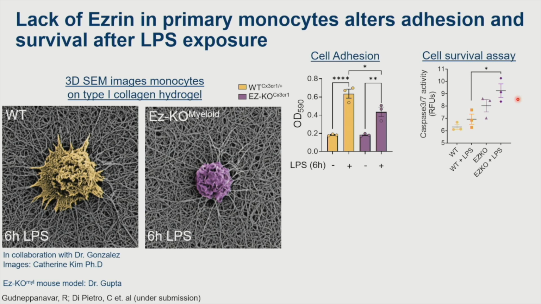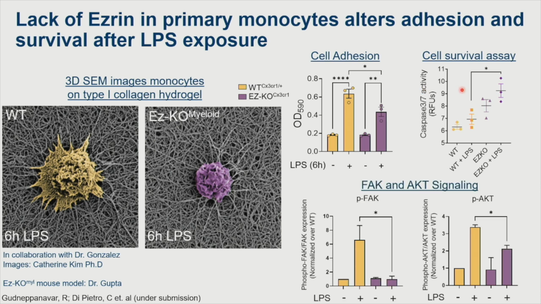So further, we were curious to know what signaling pathways are involved in causing these defects in adhesion and survival. When we looked at the focal adhesion kinase and AKT signaling pathway, we saw that the phosphorylation of FAK and phosphorylation of AKT were drastically downregulated in the absence of ezrin compared to wild type in response to LPS. So this shows the importance of ezrin in cell adhesion and cell survival of these monocytes and macrophages.